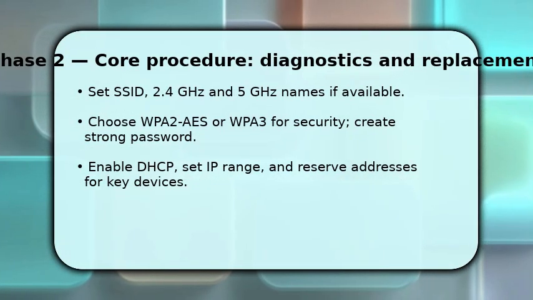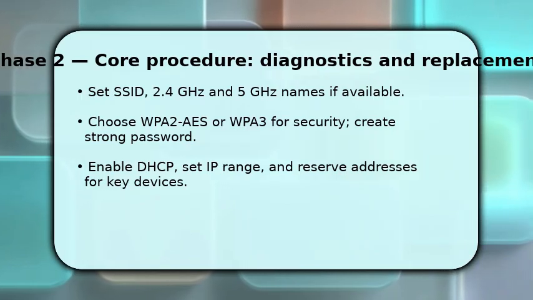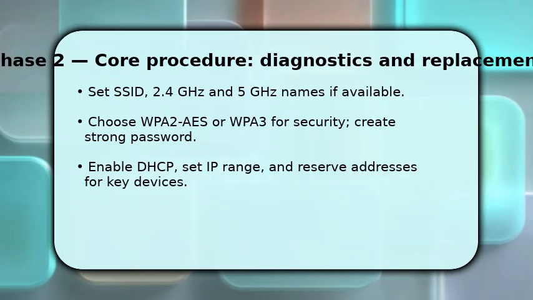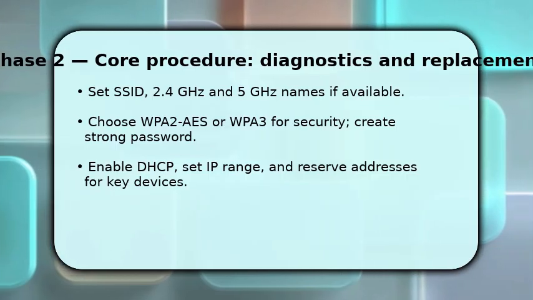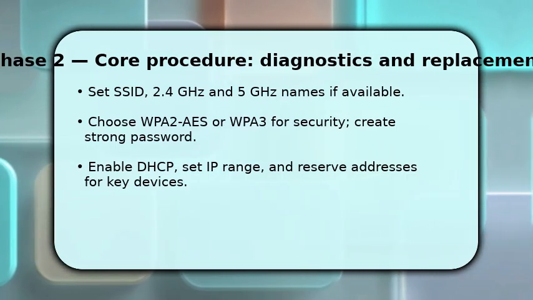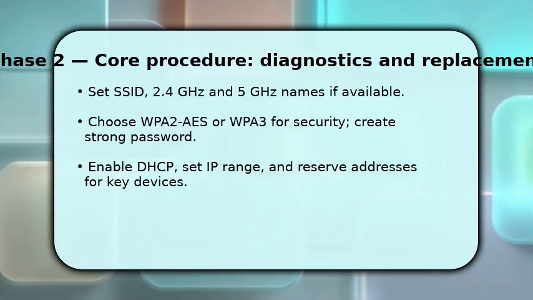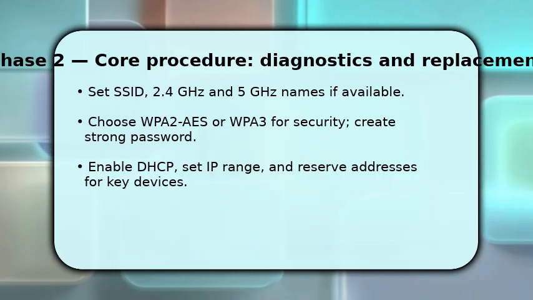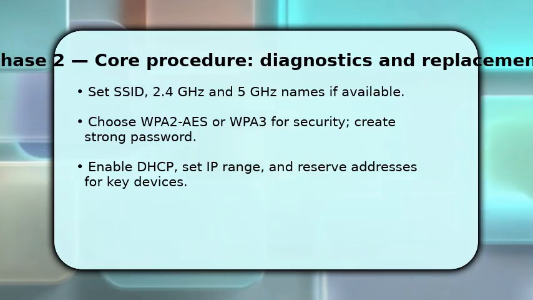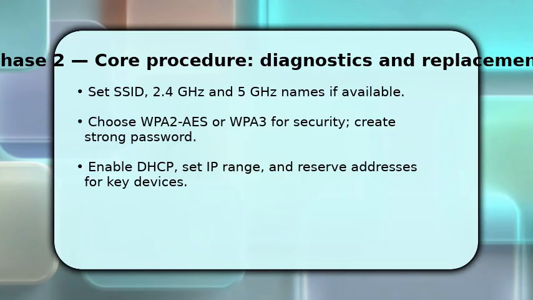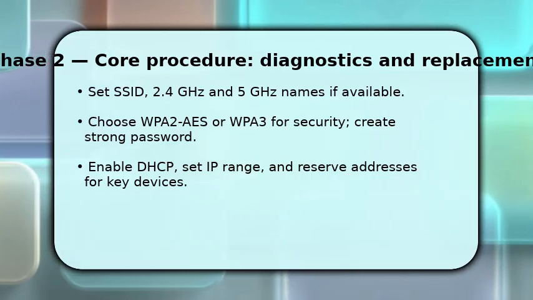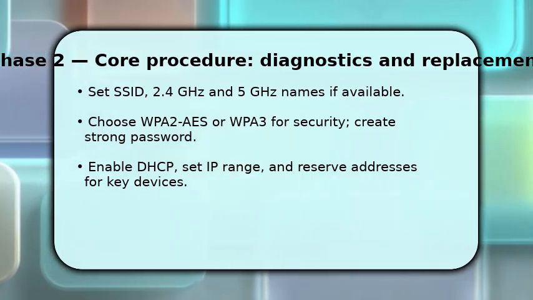Once logged in, open the Wireless Settings tab and set a recognizable SSID. If your router has two bands, 2.4 GHz and 5 GHz, name them distinctly so you can choose band behavior later. Choose WPA2 AES or WPA3 encryption and enter a strong passphrase, at least 12 characters with letters, numbers, and symbols, because security keeps others off your bandwidth.